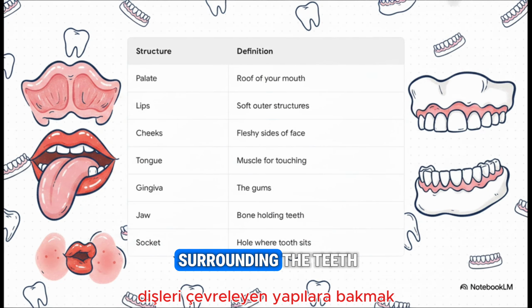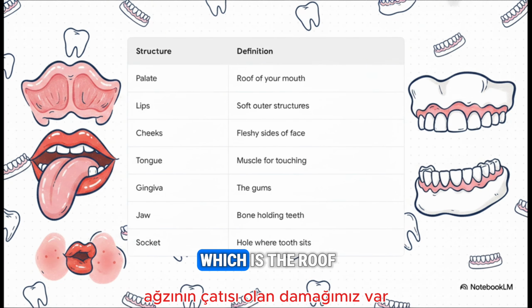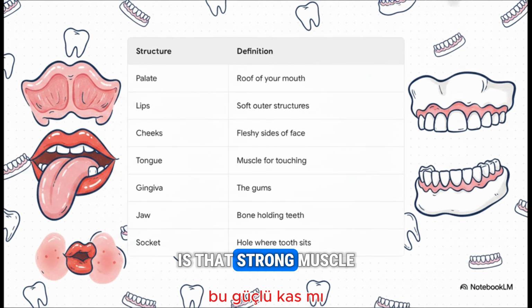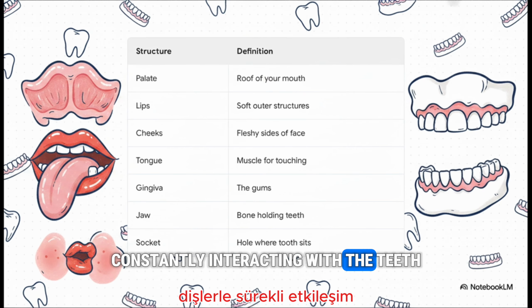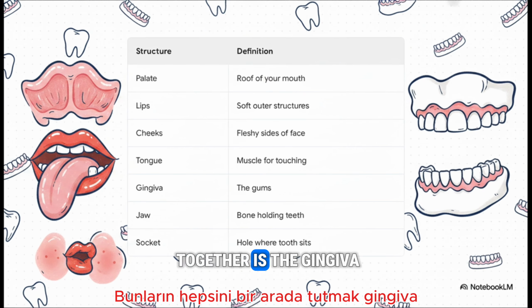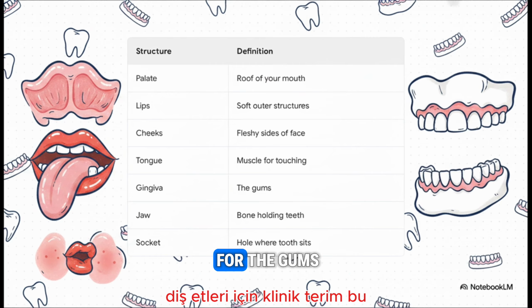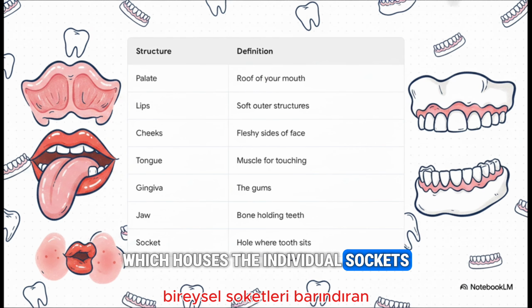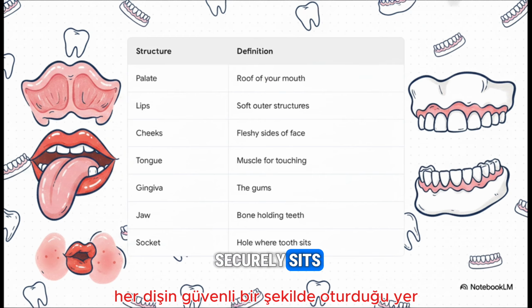Looking at the structures surrounding the teeth, we've got the palate, which is the roof of your mouth, the soft outer lips, and those fleshy cheeks on the side. The tongue, of course, is that strong muscle constantly interacting with the teeth. Holding all of this together is the gingiva, that's the clinical term for the gums, and the strong bone of the jaw, which houses the individual sockets where every single tooth securely sits.